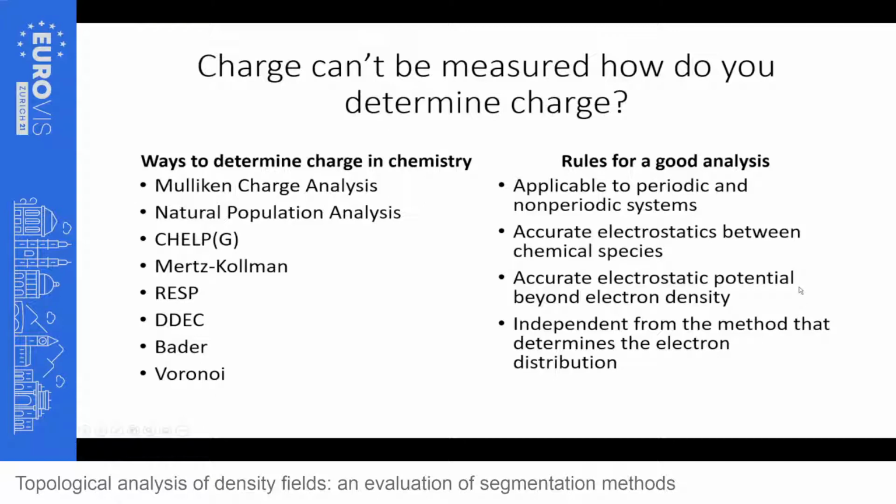There have also been some rules that establish what a good analysis should have. The first thing is that it should be applicable to both periodic and non-periodic systems. It should give accurate electrostatic descriptions, and it should be independent from the method that determines the electronic distribution.